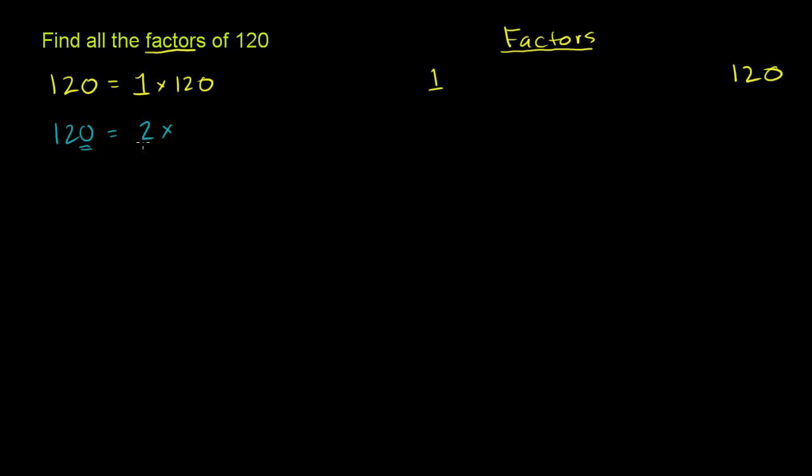And to figure out what you have to multiply by 2 to get 120, well, you could think of 120 as 12 times 10. Or another way to think about it, it's 2 times 6 times 10, or 2 times 60. You could divide it out if you want.